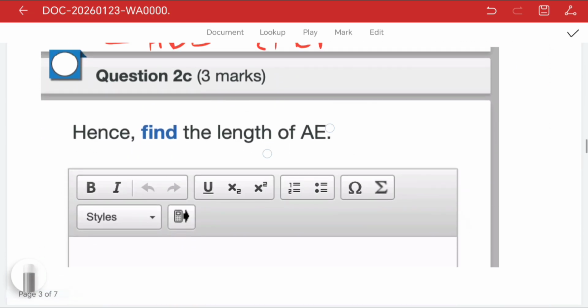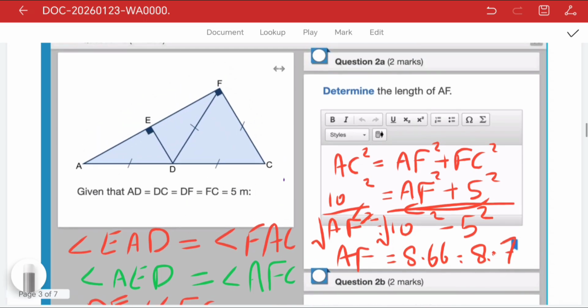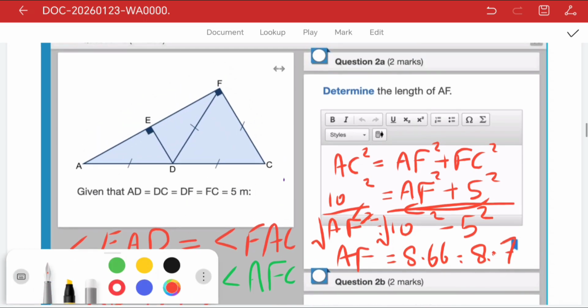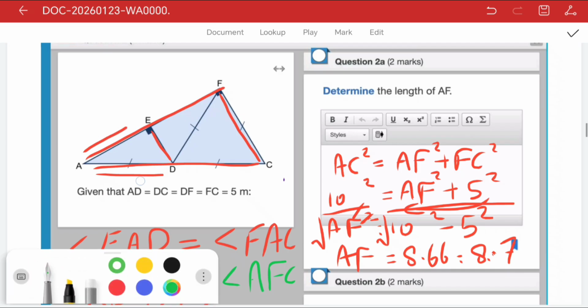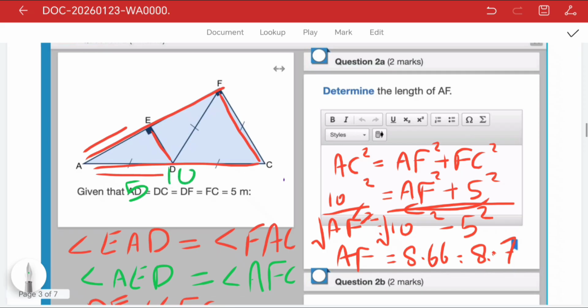Find the length of AE. Now we are going to find the length of AE. Look here in this question, similar triangles, as we already learned in question number 2b, these triangles are similar. So this side is similar to this, and this side is similar to this, correct? So if they are similar, this is 5 and the whole is 10, because of the two triangles, and this is 8.67 or 8.7, whatever, is similar to x, which is required.